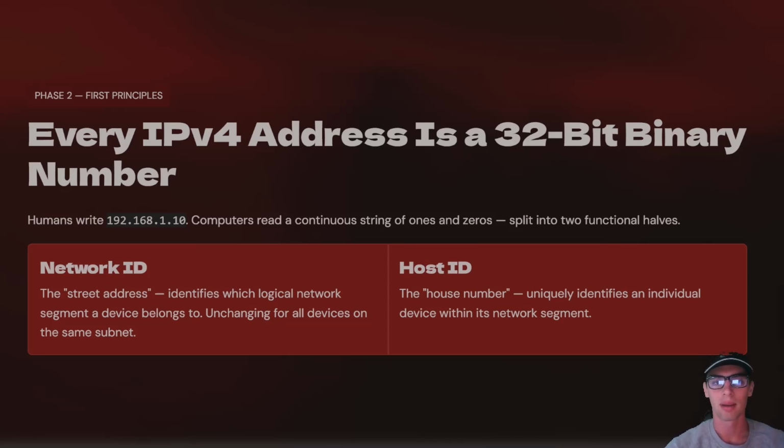Every single IP address is split into two halves. The first half is the network ID, and this acts as the unchanging identifier for the street your network lives on. The second half is the host ID, and this represents the unique house number that is assigned to an individual device on that street.